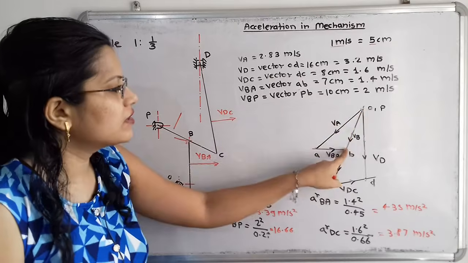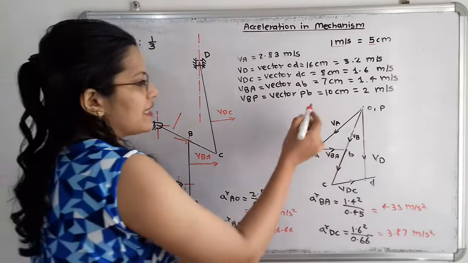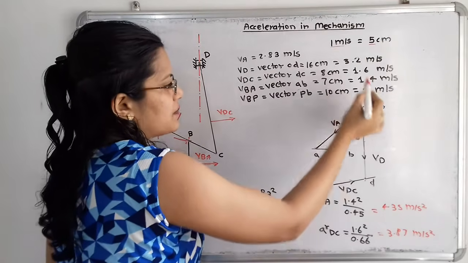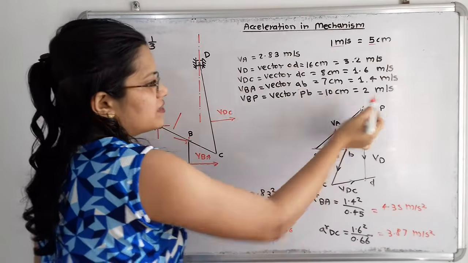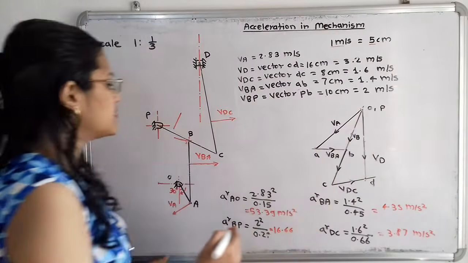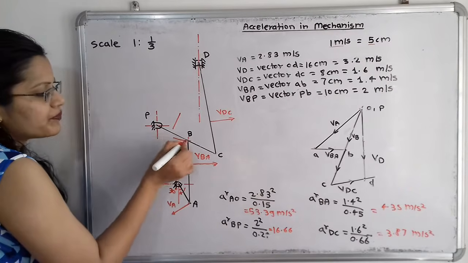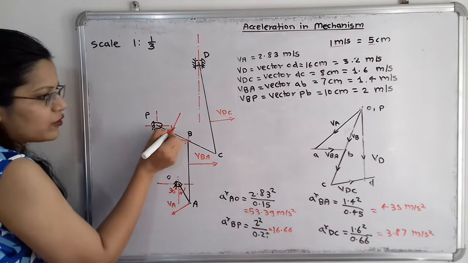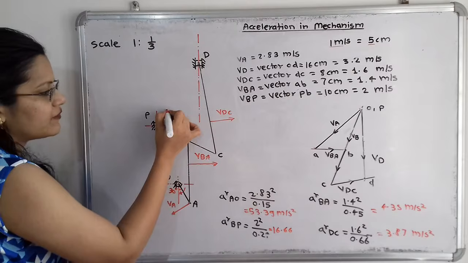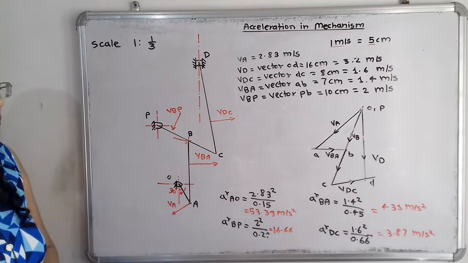Then VBP, that is the velocity of B with respect to P. Here is the vector P to B that we have to measure. This length is 10 centimeters. As per scale, 10 divided by 5, that is 2 meters per second. If we observe the direction, it is in the downward direction. So for this PB link, I will show this arrow, and this arrow will indicate VBP, that is the velocity of B with respect to P.